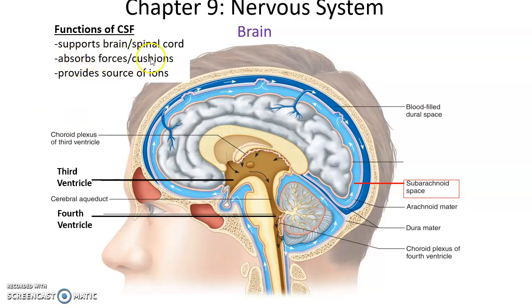Cerebral spinal fluid helps to absorb or provide cushion to the brain and spinal cord so you could get hit in the head and the brain doesn't bang into the skull. Instead, it just buffers and moves a little bit within the cushioned effect of the cerebral spinal fluid. And also there are many ions within the cerebral spinal fluid that can be used by the nervous tissue. And that is it for this part of the lecture.